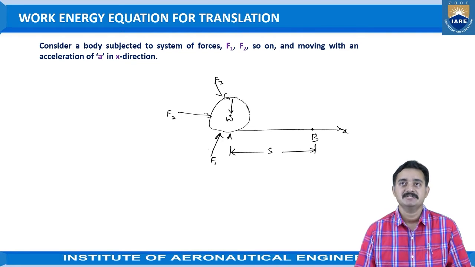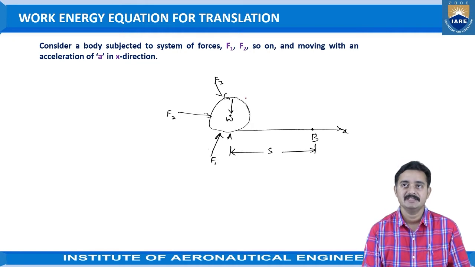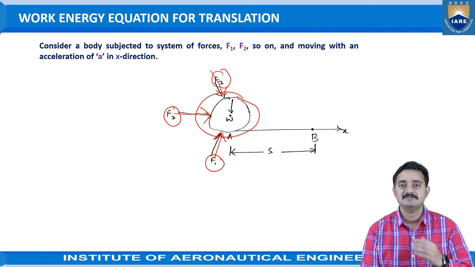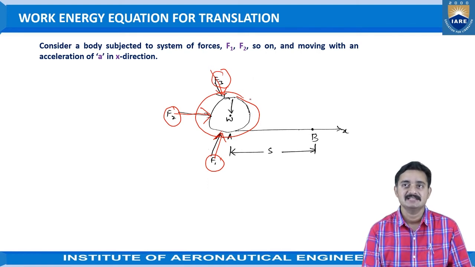Consider a body subjected to a system of forces F1, F2 and so on, and moving with an acceleration of a in x direction. Here this body is being considered and there are a number of forces acting, like F1 force, F2 force and F3 force, having different magnitudes in different directions as shown here in the figure. And because of these forces acting in the system, we are assuming an acceleration of a has been achieved by this object.